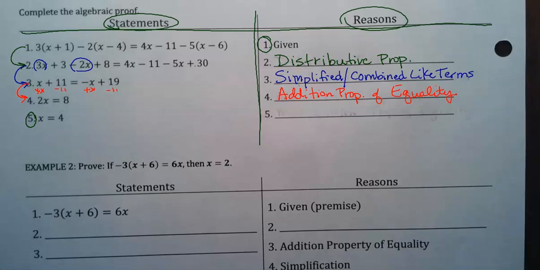Okay. All right, next up, how do we get from step 4 to step 5? So how do we get from 2x equals 8 to x equals 4? Well, we just divided by 2, right? Now we have x equals 4. But there's not a property for division. So what is it? Multiplication, okay? It's the multiplication property because they're inverses.